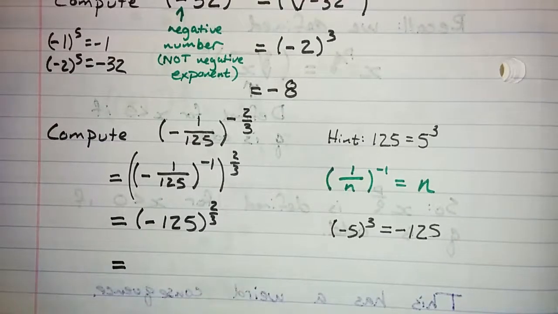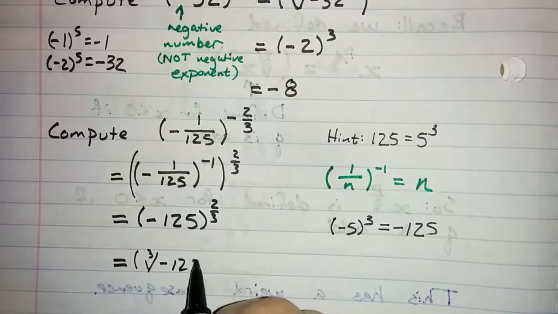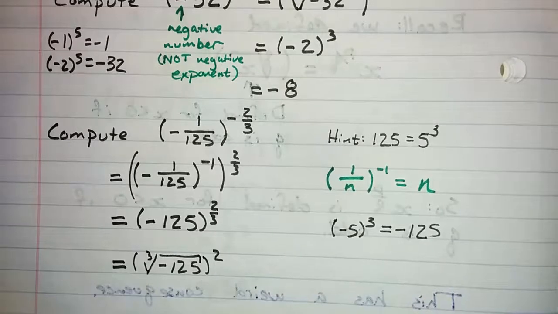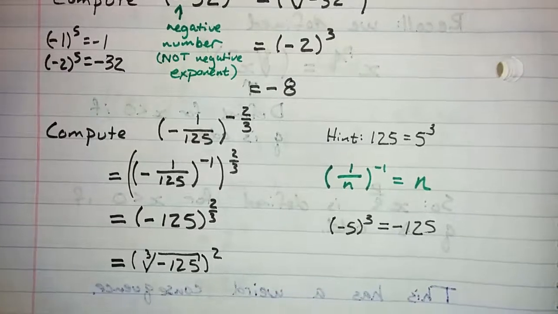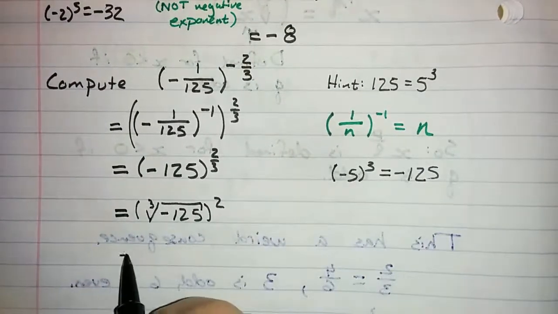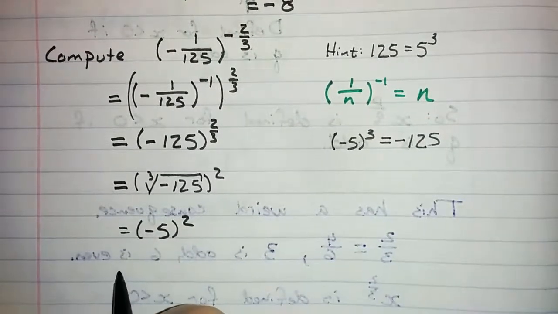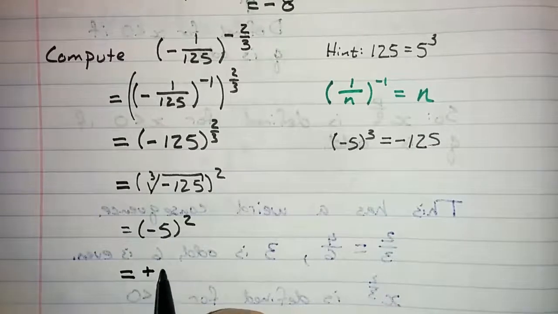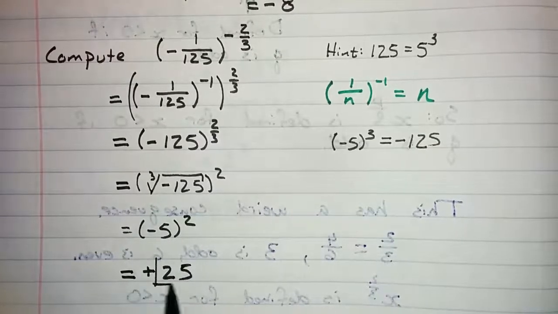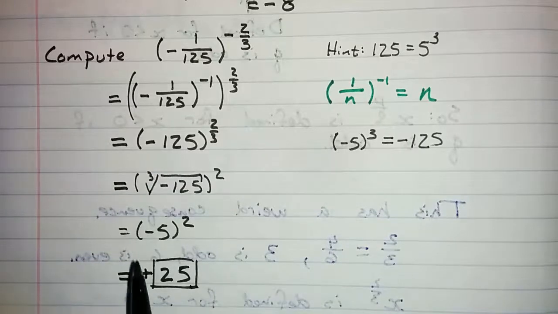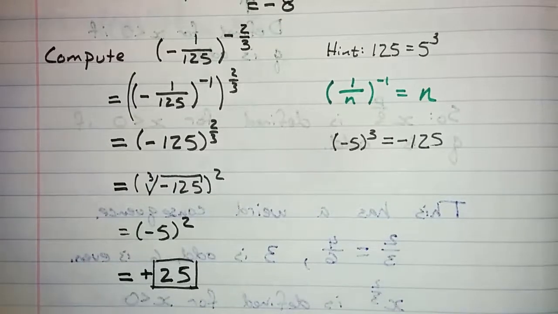So we'll have cube root negative 125 to the 2nd power. Cube root negative 125 is negative 5. Negative 5 squared then is negative 5 times negative 5, which is positive 25. Notice why we lost the negative sign. We multiplied a negative by another negative and got a positive result.